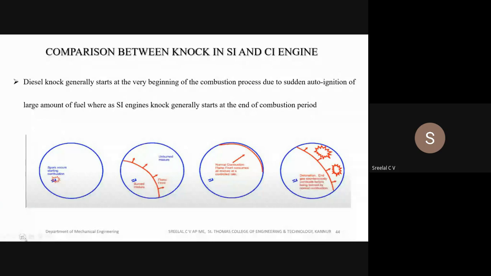Here this shows a particular combustion process in the SI engine. The spark will be introduced here, and the flame propagation, or the flame travel, will take place. From here the combustion starts and the wavefront will be propagating like this. Due to so many factors which we already discussed, there is a chance to reach the self ignition temperature of this unburned mixture before the normal combustion.